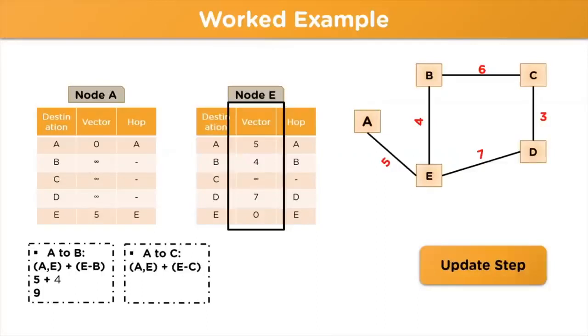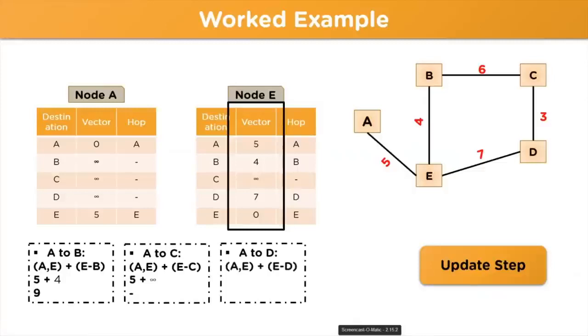According to the network model we have, node A is only directly linked with node E, so the value would be 5. But there is no connection between node E and node C, so the value would be infinity. Moving on, we have A to D. In this case, we have A comma E. The value would be 5 plus E to D, that is a direct connection, and the value would be 7. So the total distance is 12.